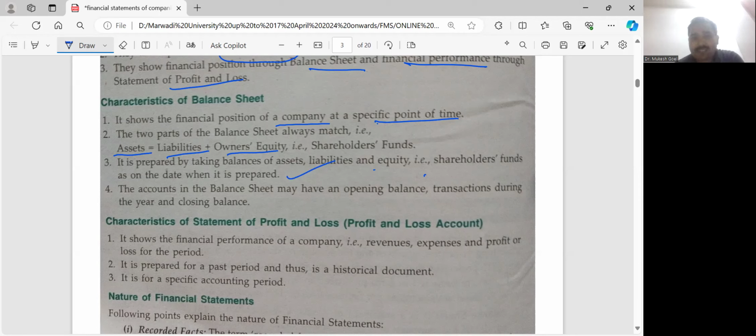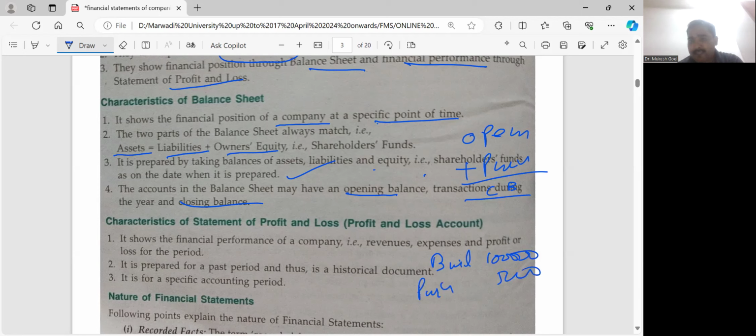The accounts in the balance sheet may have an opening balance, transactions during the year, and closing balance. Meaning to say, there will be an opening balance in the balance sheet plus purchases during the year, then closing balance. For example, if the building in opening, at the start of the business, is rupees 1 lakh, and purchase of building during the year is 50,000, then closing balance of building would be 1 lakh 50,000.